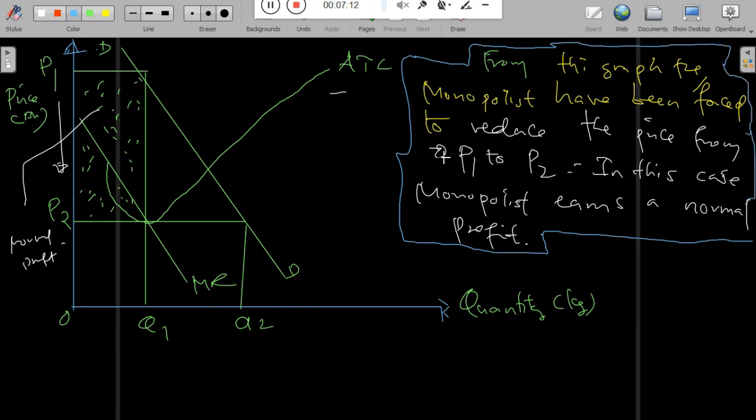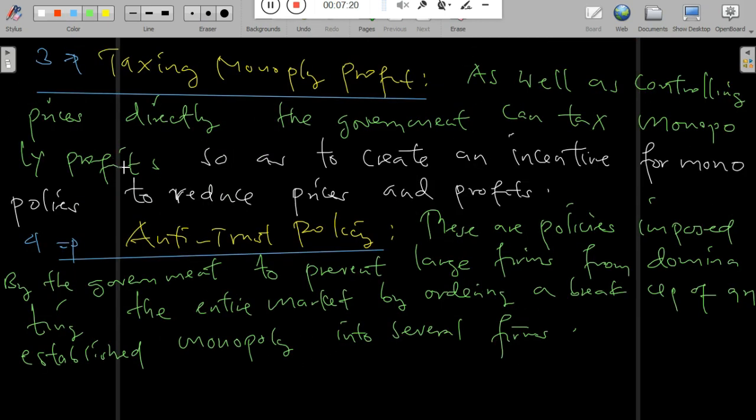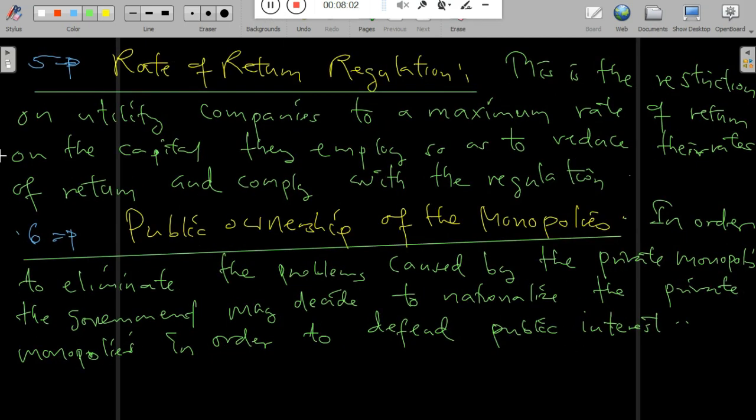But another measure for controlling monopoly is what is known as taxing monopoly profit. So as well as controlling price directly, the government can tax monopoly profit so as to create an incentive for monopolies to reduce price and profit. Antitrust policy. These are policies imposed by the government to prevent large firms from dominating the entire market by ordering a breakup of an established monopoly into several firms.